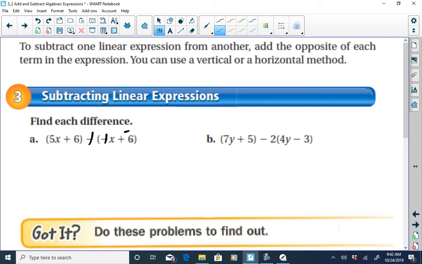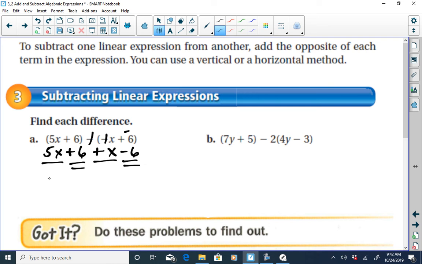So next step, I have no distributive property here, so I remove the parentheses. So this is 5x plus 6 plus 1x minus 6, or plus negative 6 if you want to write it that way. Now we underline our like terms.